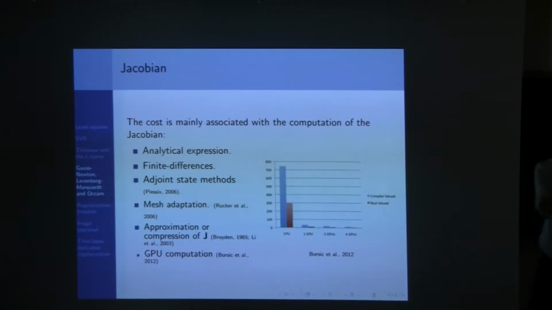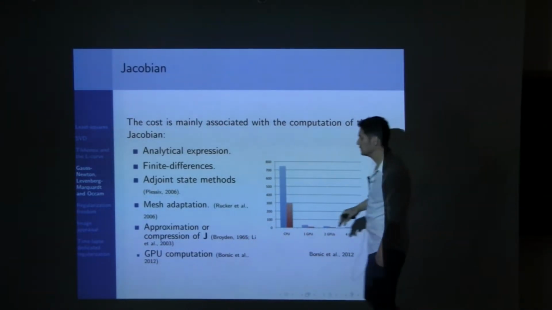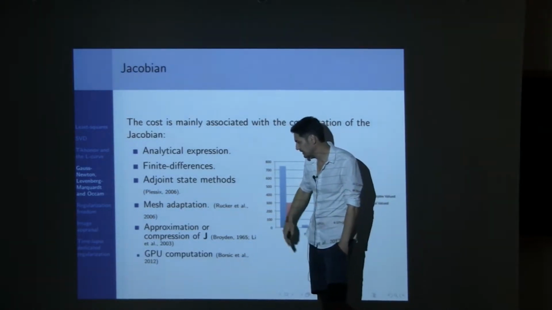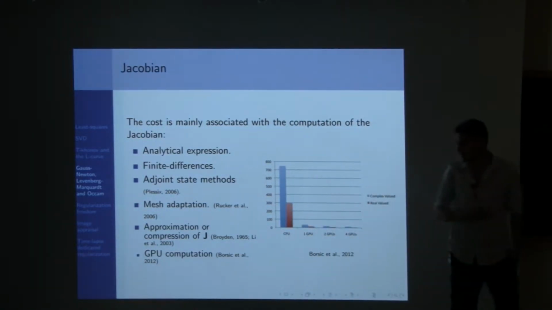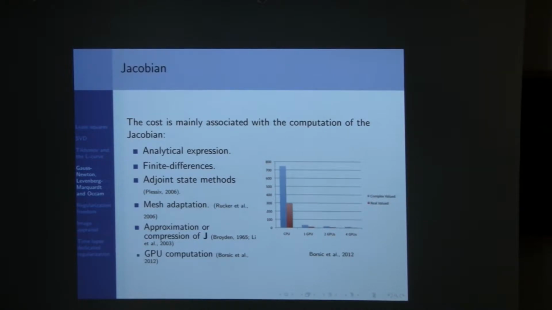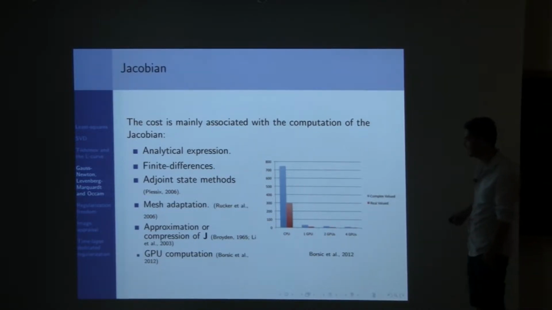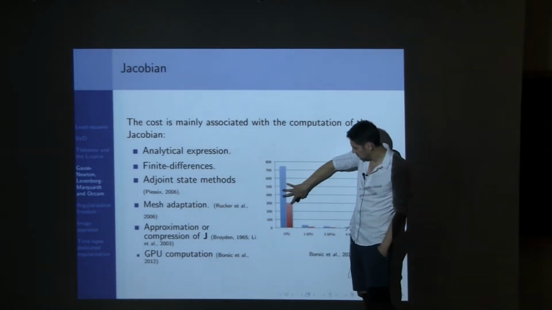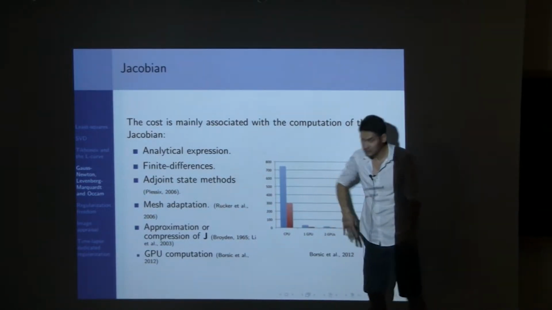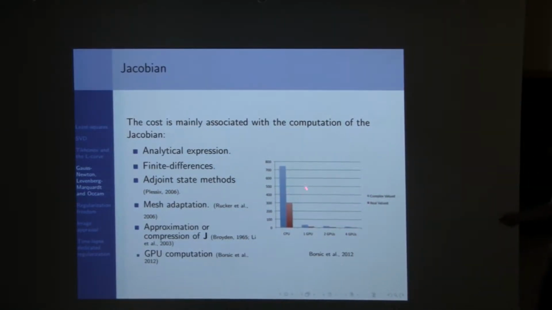There are different ways of computing this Jacobian. Either you go for an analytical expression if you can, finite differences, or adjoint state methods, or you can choose some mesh adaptation to reduce the cost of the Jacobian, because it depends on the number of data and the number of parameters. You can approximate or compress the Jacobian, or you can use GPU computation. This figure shows the Jacobian computed on a CPU and on different GPUs, where the cost is reduced a lot. This is the time in seconds to compute the Jacobian.